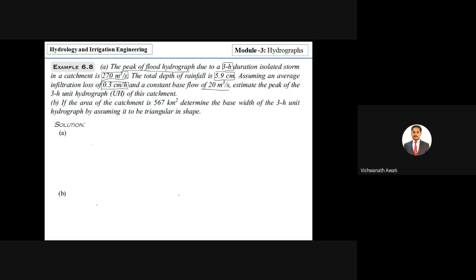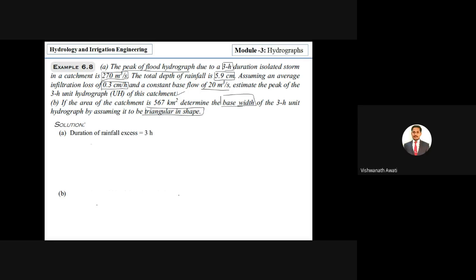Estimate the peak of the 3 hour unit hydrograph. Here they have given the peak flow, and we have to estimate the peak of the 3 hour unit hydrograph of this catchment, right? And next is question B. If the area of the catchment is 567 kilometer square, determine the base width of the 3-hour unit hydrograph by assuming it is to be triangular in shape. See, first we have to estimate the peak of the 3-hour unit hydrograph, and second we have to find the base width. We'll see one by one.